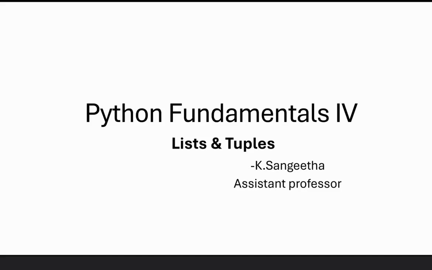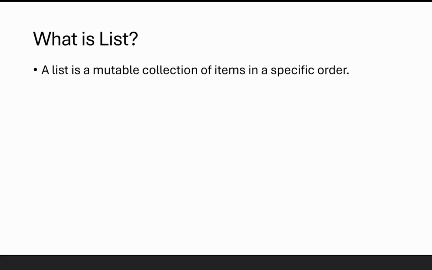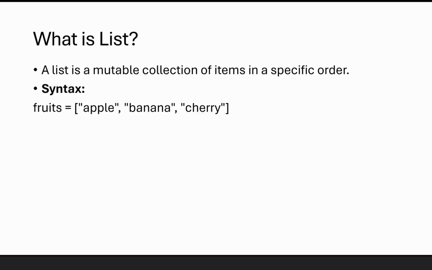In this video, we are going to see the next Python fundamental concept, lists and tuples. A list is a mutable collection of items in a specific order, that is, a changeable collection of items. You can change the items present in the list. The syntax for a list can be represented as here. So we are creating a list, fruits, using square brackets, and the items are mentioned here.